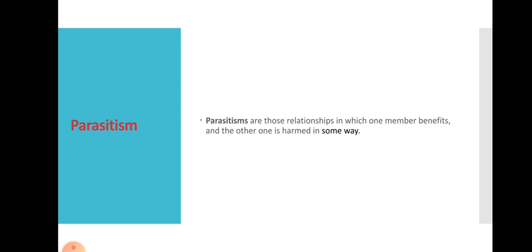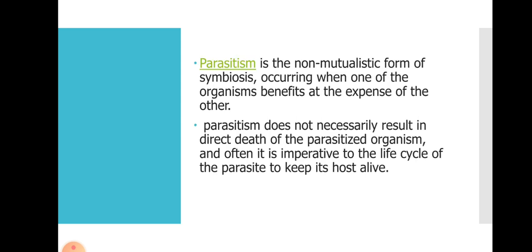Next type of interaction is parasitism. It is the most familiar type of interaction, and parasitism is a relationship in which one member is benefited while the other one is harmed in some way. Parasitism is a non-mutualistic form of symbiosis occurring when one of the organisms benefits at the expense of the other.